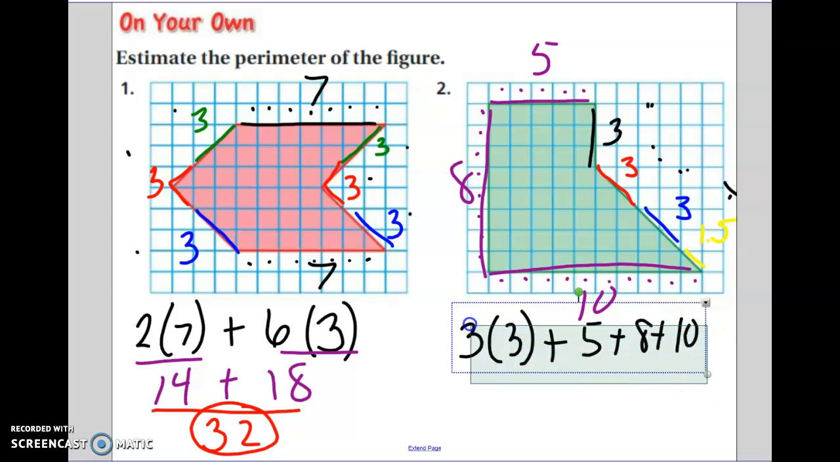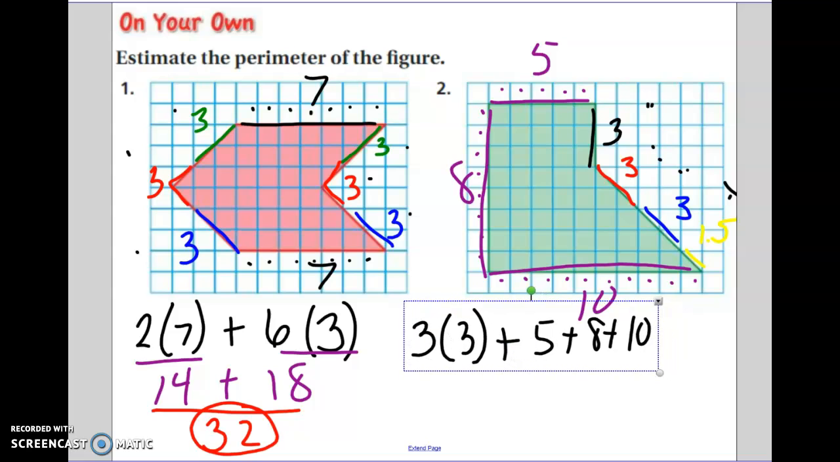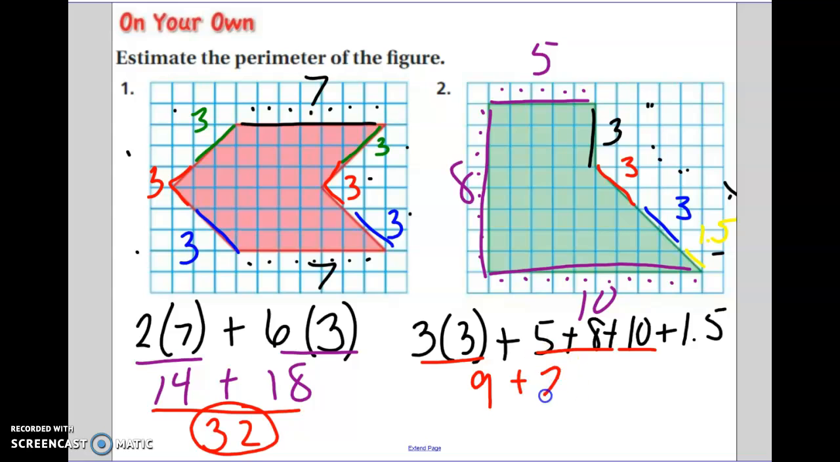And of course I'm running out of room. Move this guy over. Plus the 1.5 that I almost included in my count of 3s. So 3 threes is 9. Let's see, 5 and 8 is 13, plus another 10 is 23, plus the 1.5 is still hanging around. See, 9 plus 23 is 32.